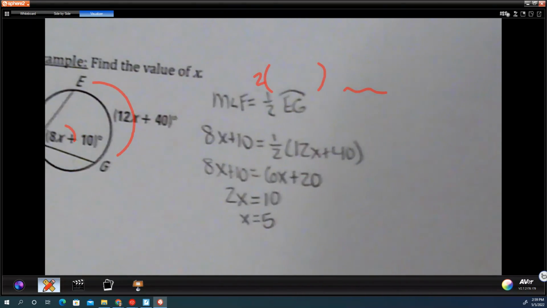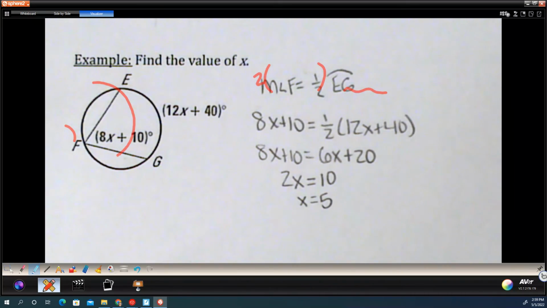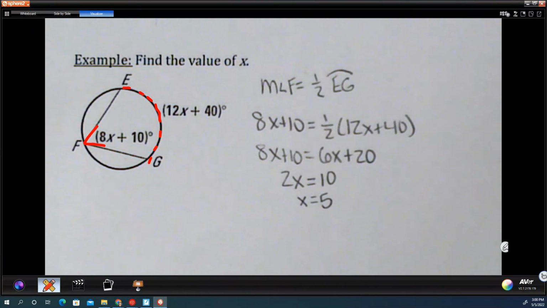Alex did. I did it the same way Alex did, actually. Same idea here, but she said the measure of angle F is exactly half of this arc measure. So she took half of the arc measure, and she knew that angle had to be equal to half of that, and she also got 5.